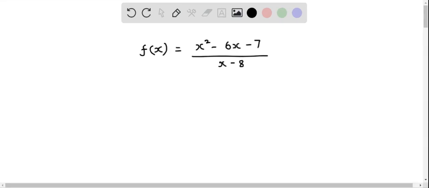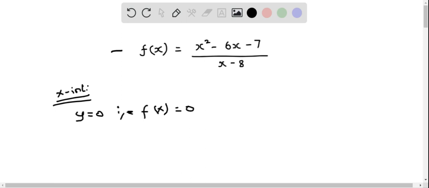We now determine the x-intercept of this function f of x equals x squared minus 6x minus 7 over x minus 8. So to determine the x-intercept, we put y equals 0. That is, we have to put f of x equal to 0 and solve for x. So replace f of x by 0 in the function f of x. We get 0 equals x squared minus 6x minus 7, and this is over x minus 8.